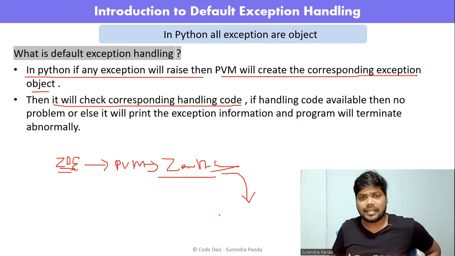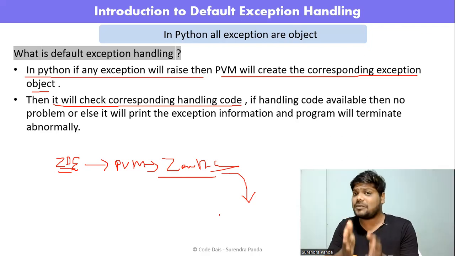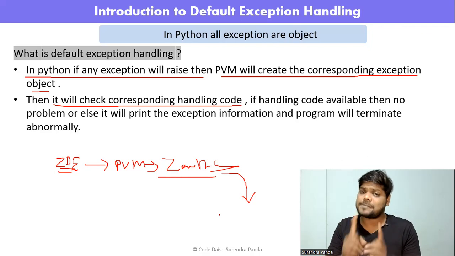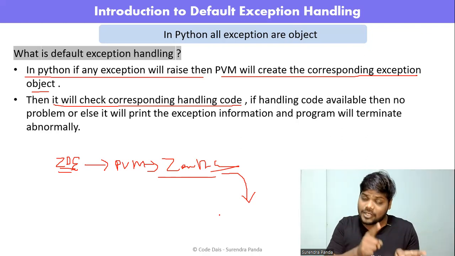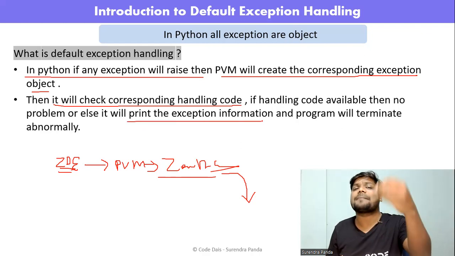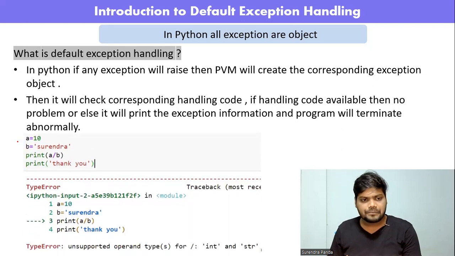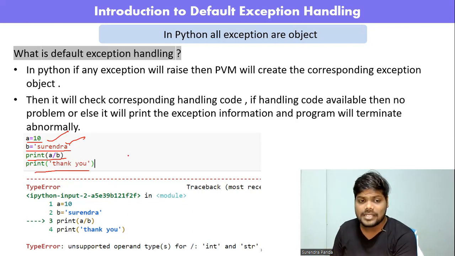So default exception handling means, if any kind of exception occurs, the Python virtual machine will create the corresponding object, then check whether handling code is there or not. If handling code is there, it is okay. If not, it will stop the normal flow of execution by printing the exception information, and terminate abnormally. Example: A is equal to 10, B is equal to "Surendra". Print A divided by B, then print thank you. Here you are dividing an integer with a string, which is not possible. So what will happen here?